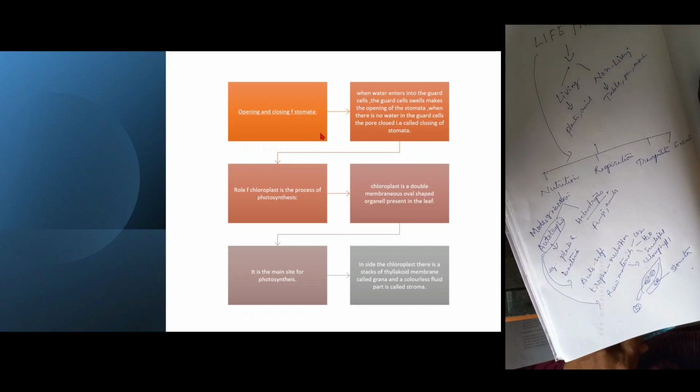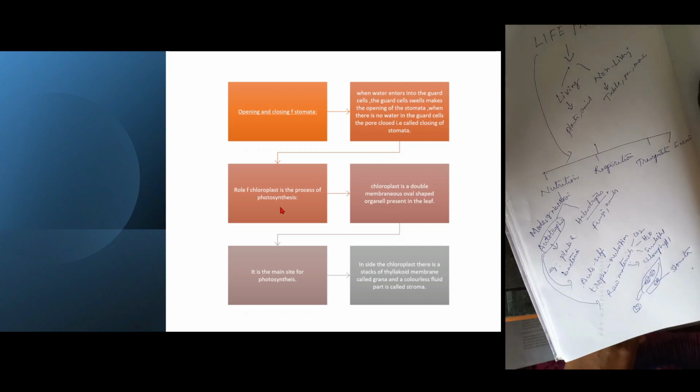So, opening and closing of stomata play a very important role in photosynthesis. When the water enters into the guard cells, it makes the opening of the stomata. When there is no water in the guard cells, the pore closes, which is called closing of a stomata.